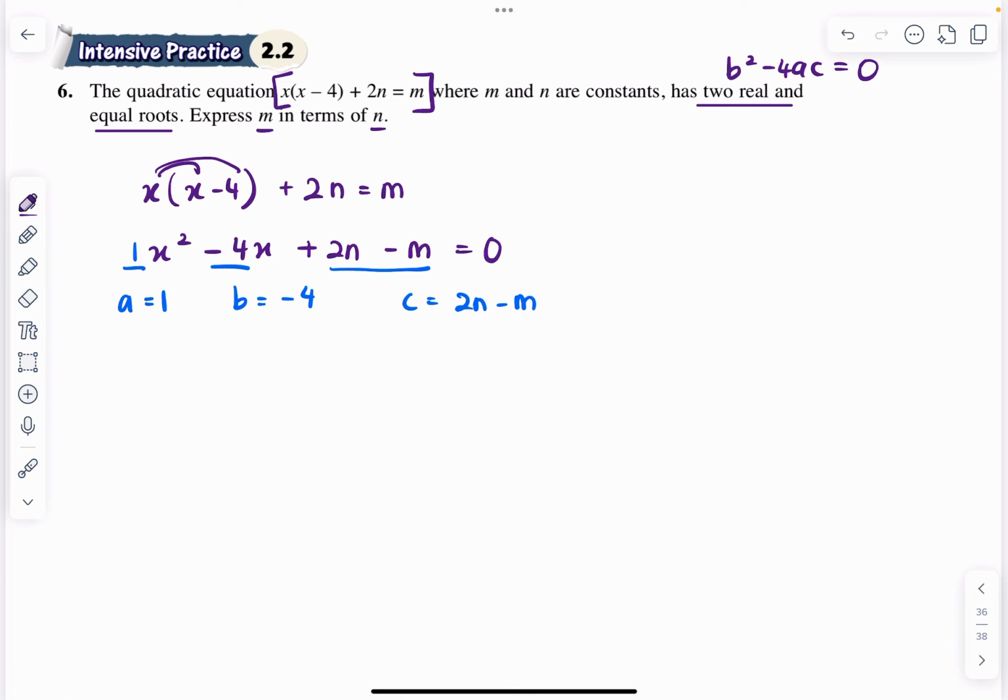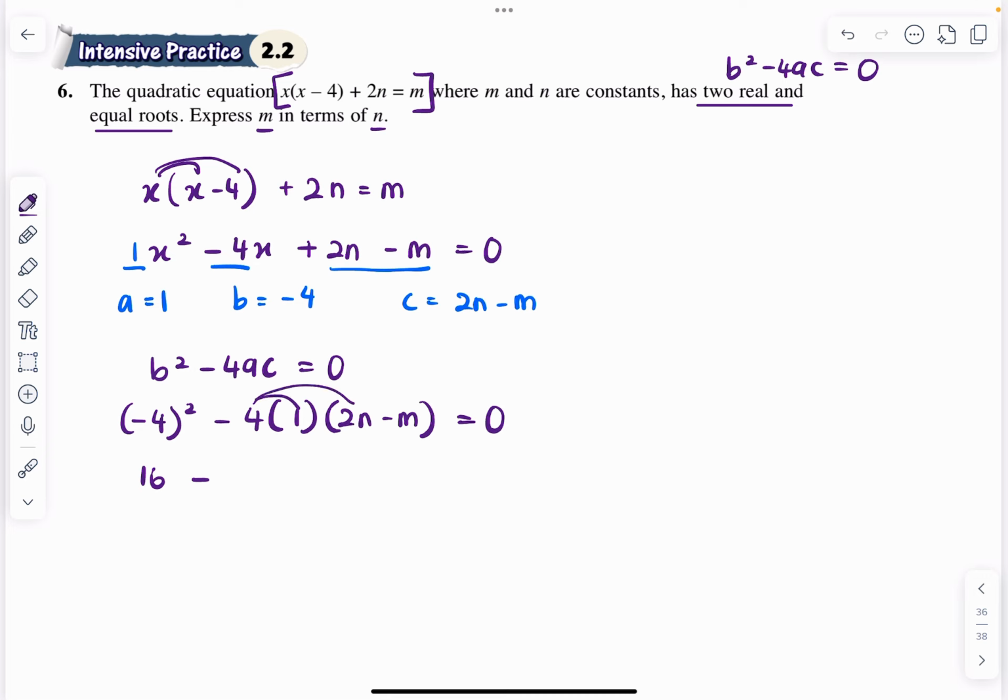Okay, so then we put it into our b squared minus 4ac. We get negative 4 squared minus 4ac equal to 0. This will give us 16. Negative 4 times 2n is negative 8n. Negative 4 times m will be plus 4m.